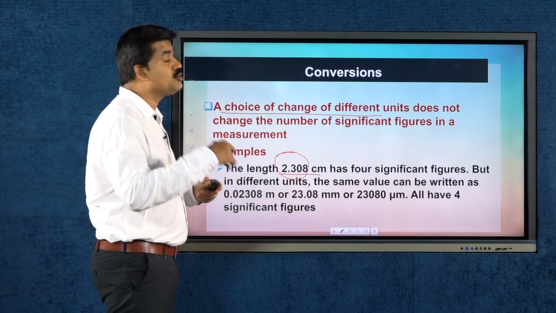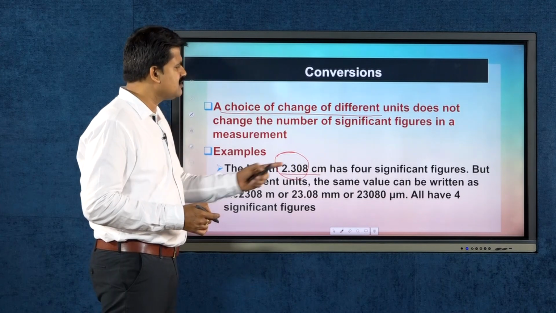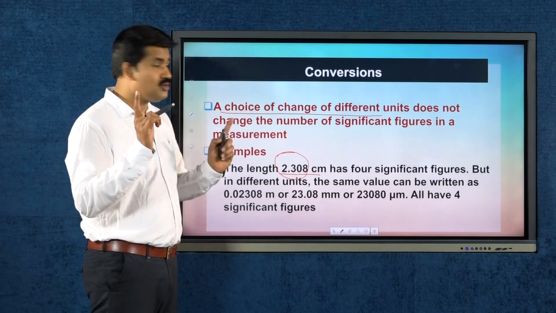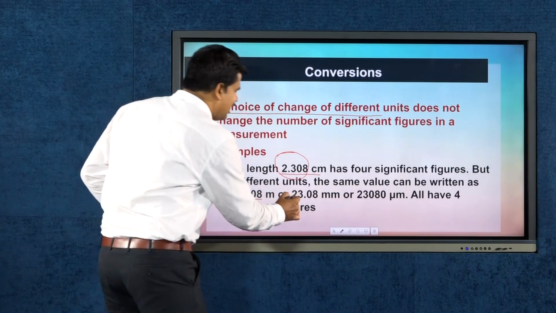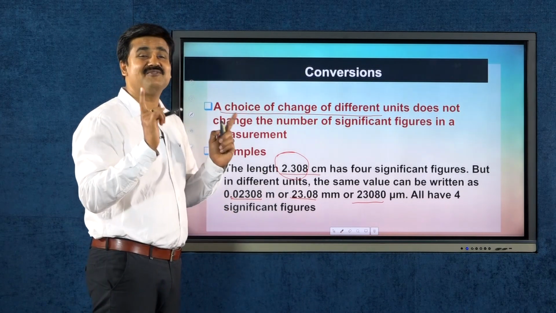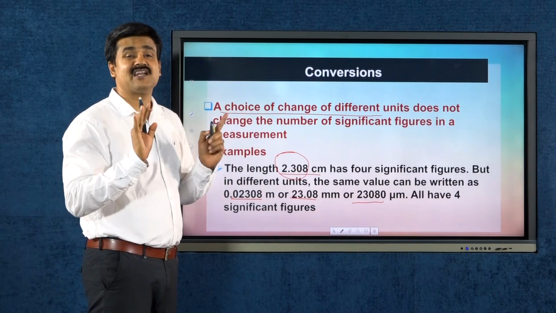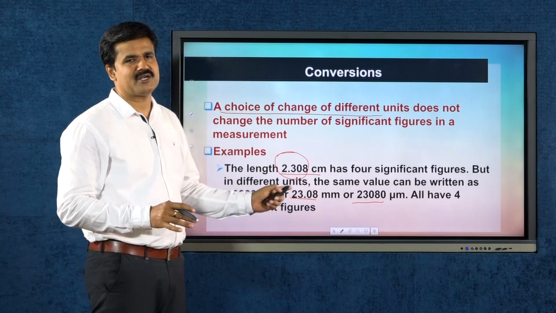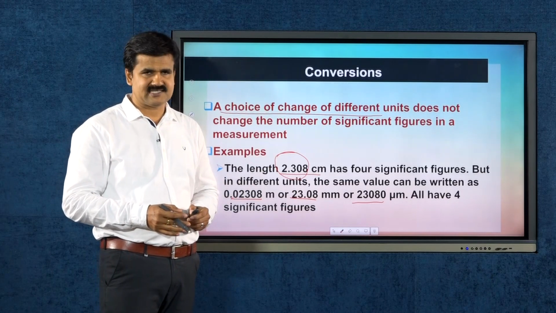You can convert it into micrometer. Micro is 10 raised to minus 6. So you can perform this operation, micrometer. As a result, you will get 23080 micrometer. You check all these quantities. Here there are 4 significant figures. Here also 4. In the last measurement also 4. Therefore, it is very clear that interconversion of the units will not alter the total number of significant figures which are originally present. This is a most important rule associated with the conversion or interchange of different kinds of units.